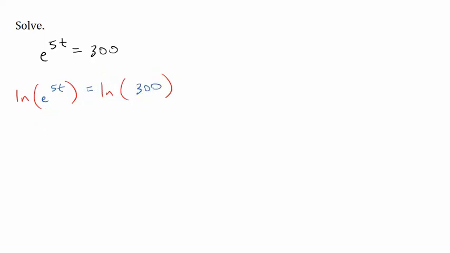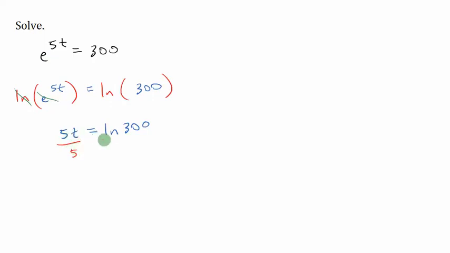So on the left side, my natural log, which is base e, cancels with my exponential in base e, leaving 5t, and on the right side I just have the natural log of 300. Feel free to put the parentheses around the 300 if you prefer that. Textbooks often don't do that. Finally, to get t by itself, divide both sides by 5.